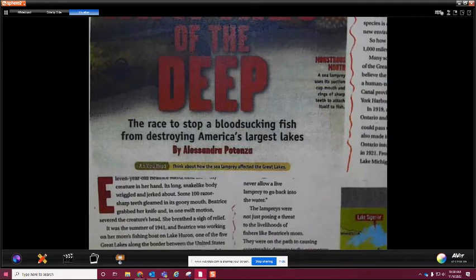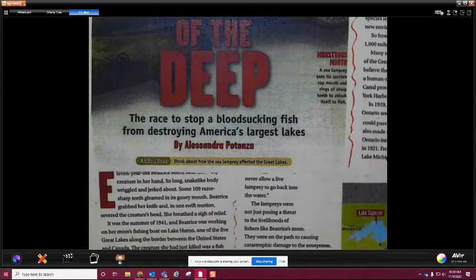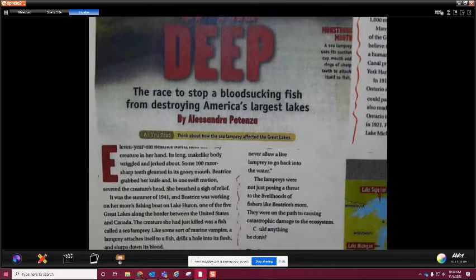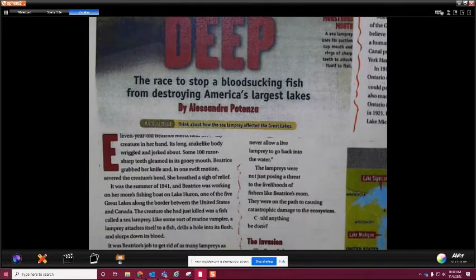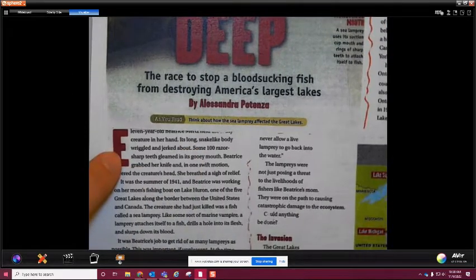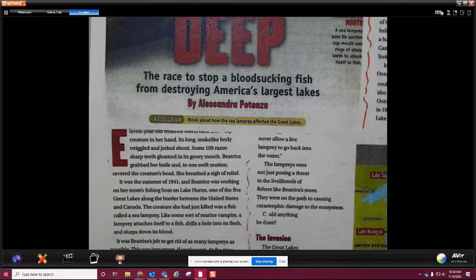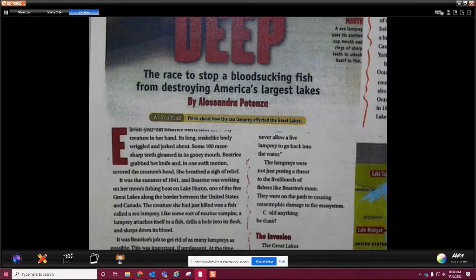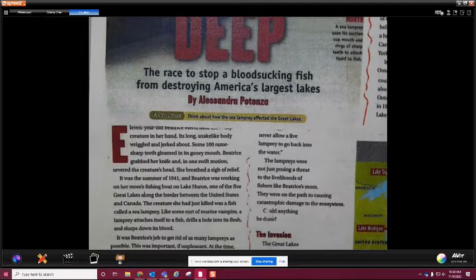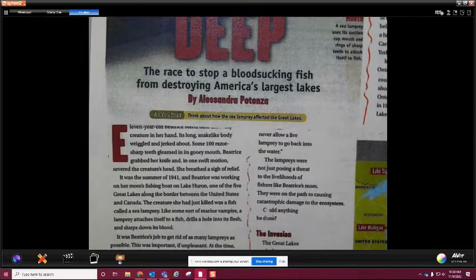All right, so Vampires of the Deep, the race to stop a blood-sucking fish from destroying America's largest lakes. All right, 11-year-old Beatrice Mertz held a slimy creature in her hand. Its long, snake-like body wriggled and jerked about. Some 100 razor-sharp teeth gleamed in its gooey mouth. Beatrice grabbed her knife and, in one swift motion, severed the creature's head. She breathed a sigh of relief.